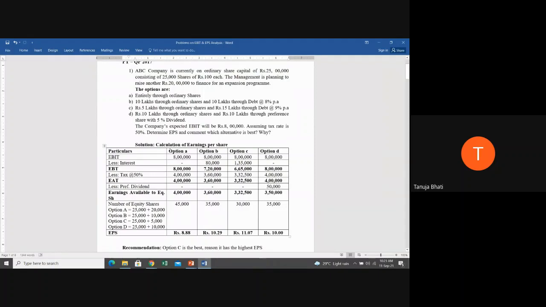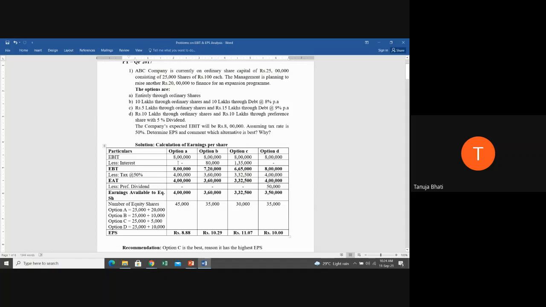So we have written here option A, option B, option C, and option D. First, I just solve it for option A. Option A is entirely through ordinary shares, so the entire 20 lakhs is to be raised by ordinary shares. We know the EBIT is 8 lakh rupees. Less interest, your interest is going to be zero. Why? Because if you are raising the finance entirely through equity shares, there is no question of interest. There is no debenture in this option, so interest to the debenture holders will be nil.